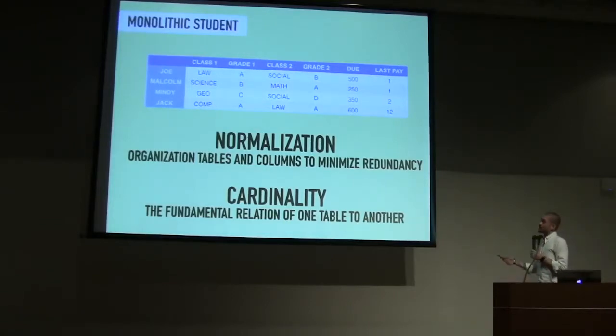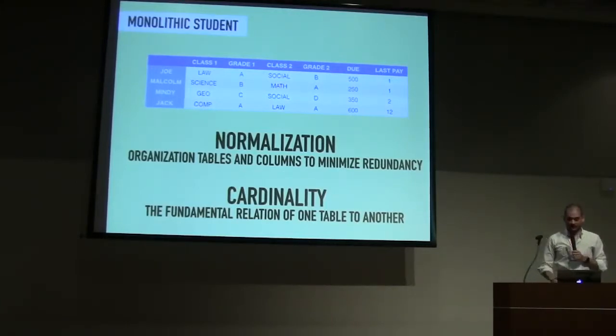The 2 main processes within database design and converting it into a schema are normalization and cardinality. So normalization is organizing the tables and the columns to minimize redundancy. What does that mean? You see here, there's law multiple times, social multiple times, and you have issues in that redundancy. For example, what if you had to change the name of social? You would actually have to go and change that every single time in the database. What if you had to change law? Same thing. And there's really no way to include any meta information about law, etc.